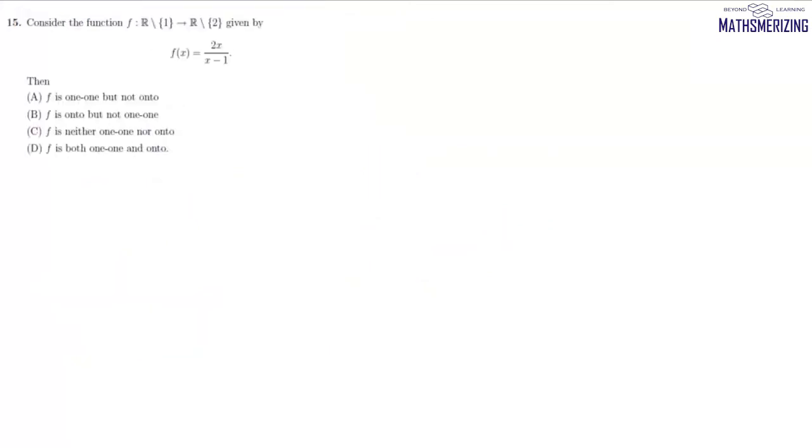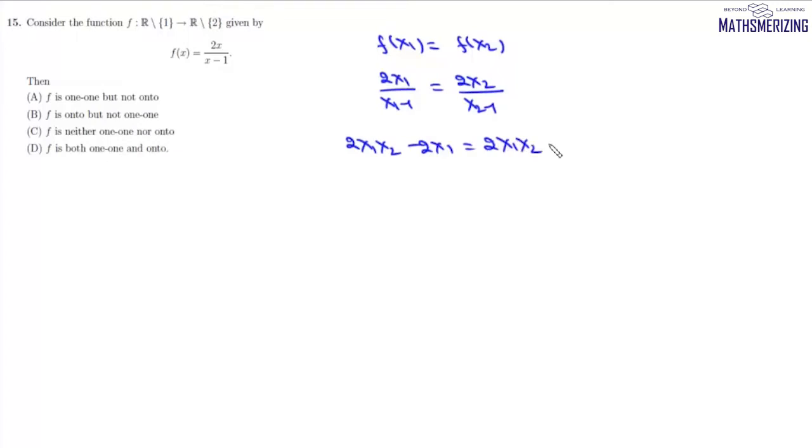Now question number 15 is, we are given this function f(x) equals 2x upon x minus 1 defined from R minus 1 to R minus 2. We have to find whether this function is one-one, many-one, into or onto. Now for one-one, we'll take f(x1) equals f(x2). So it will be 2x1 upon x1 minus 1 equal to 2x2 upon x2 minus 1. We'll write 2x1x2 minus 2x1 equal to 2x1x2 minus 2x2. So we'll cancel, and the only condition that we get here is x1 is equal to x2.